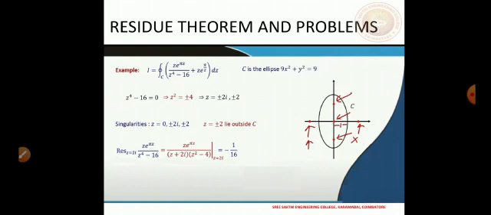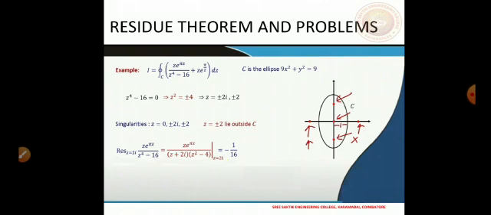The point z equal to 2 is outside, because the distance here is coming as 1 only. So this is outside the domain, and therefore the points at 2 will not be considered. We have 3 points where the residue has to be evaluated.